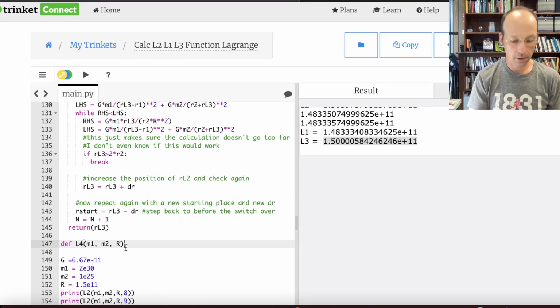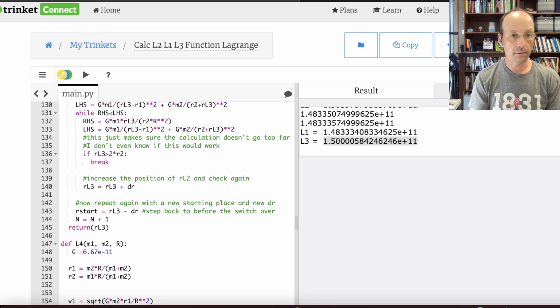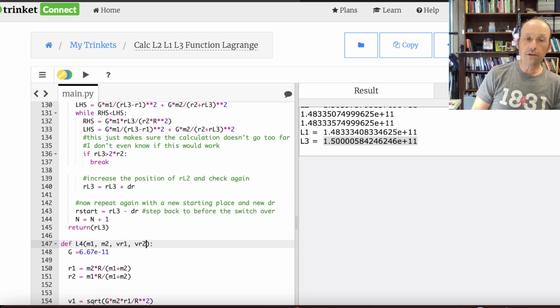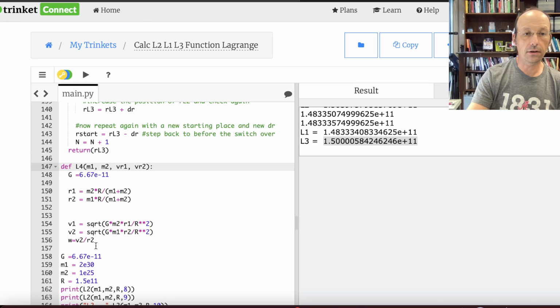So there's my function. Let me put this in there. So I need M1, M2. That's fine. I guess I technically need R. No, I'm going to say VR1, VR2. So that's the vector location of mass 1 and the vector location of mass 2. And then this will return the vector location of L4. Okay, so I have all that stuff in here.